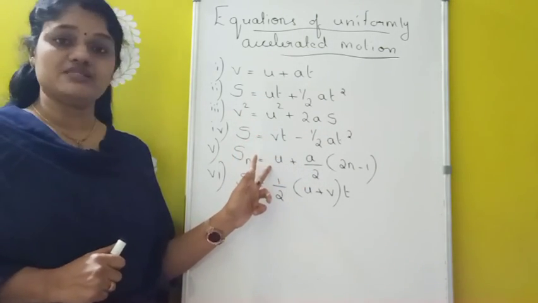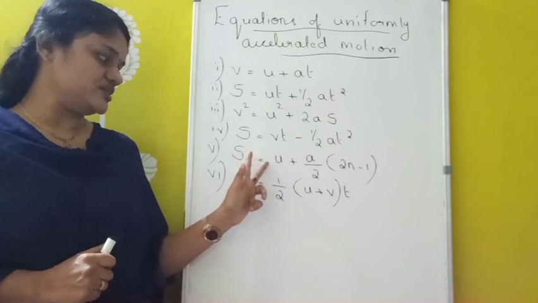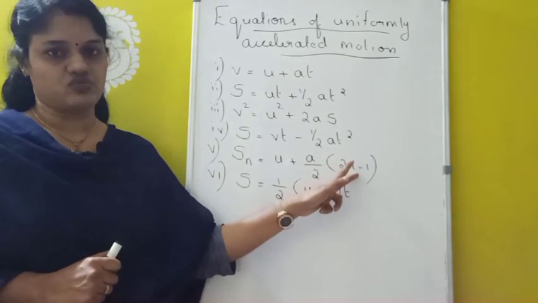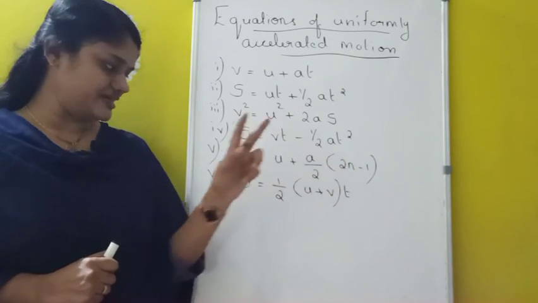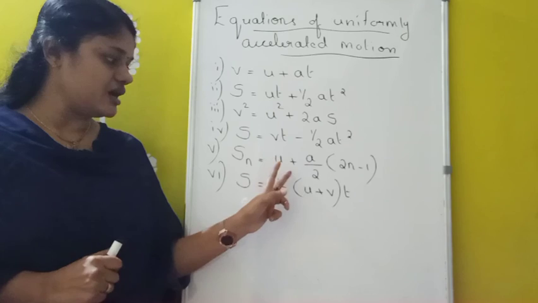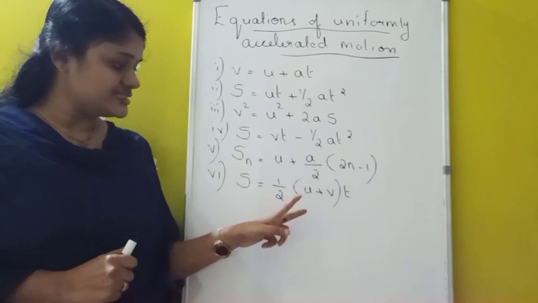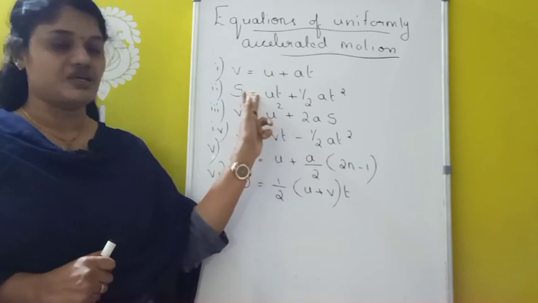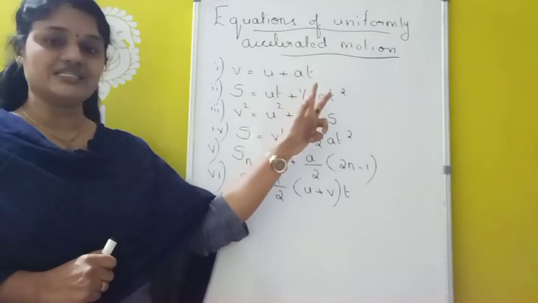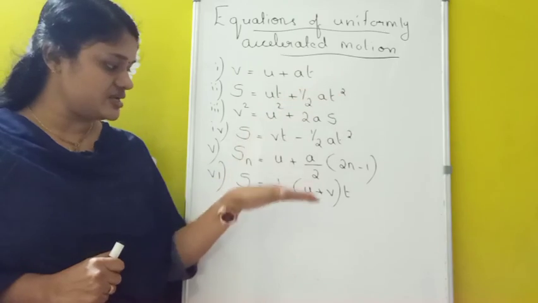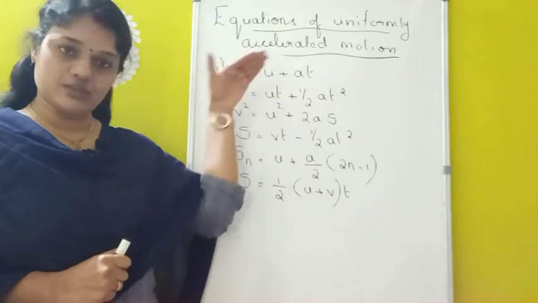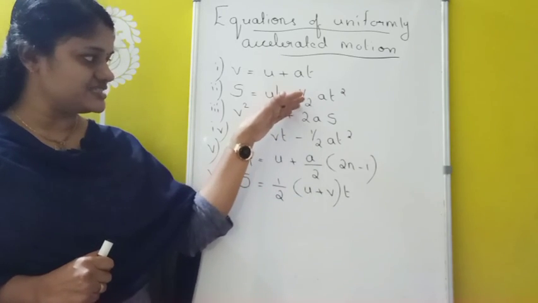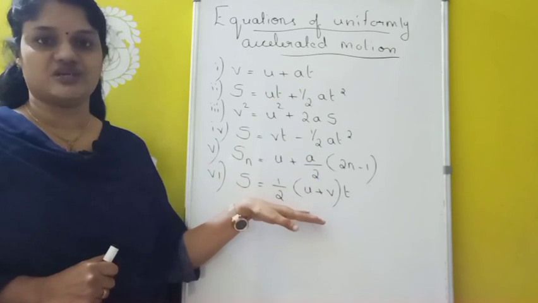Then this one is displacement in the nth second. Already we derived this equation: Sn equals u plus a by 2 into 2n minus 1, displacement in the nth second. Then this one, s equals half into u plus v into t. This relation actually comes in between when you are deriving the second relation, s equals ut plus half at square. So whenever we are deriving the second equation, we will come across this equation also.